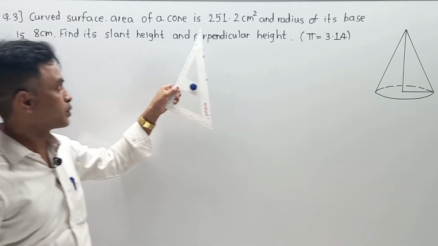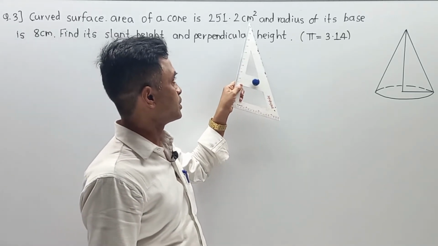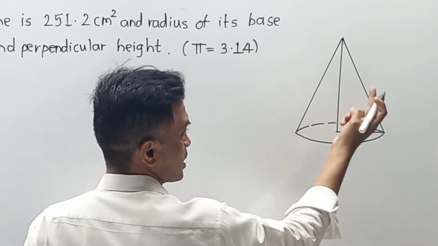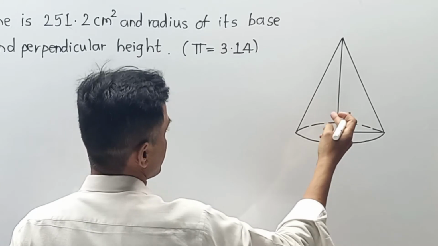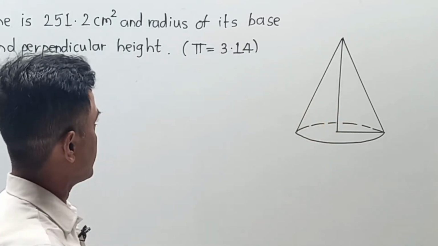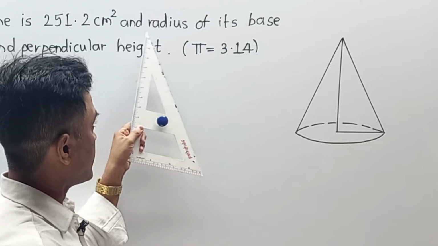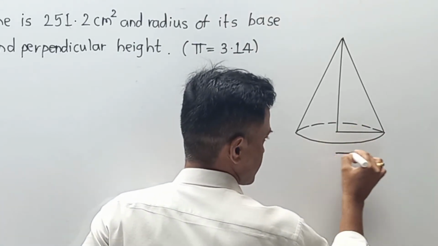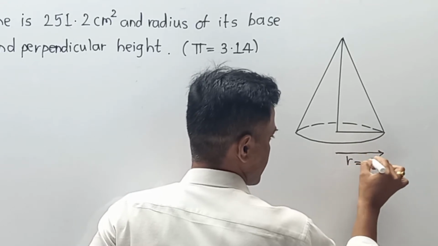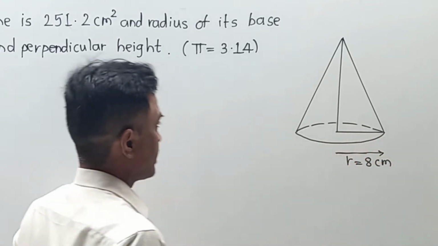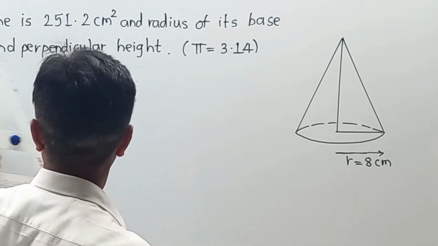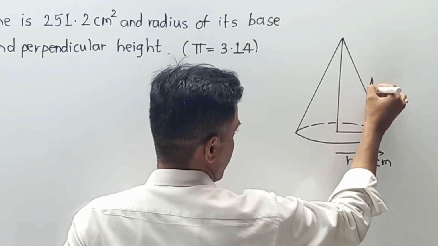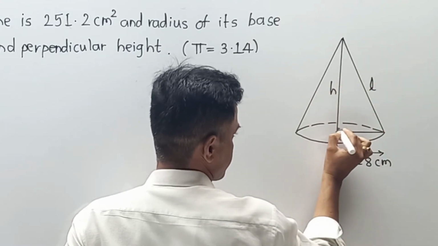Curved surface area of a cone is 251.2 square centimeter. Means if I am going to consider this diagram in terms of a cone, curved surface area of this cone is 251.2 square centimeter. Radius of a base is 8 centimeter, means base radius. This base radius R is 8 centimeter. Then find its slant height and perpendicular height, means slant height L and perpendicular height H.